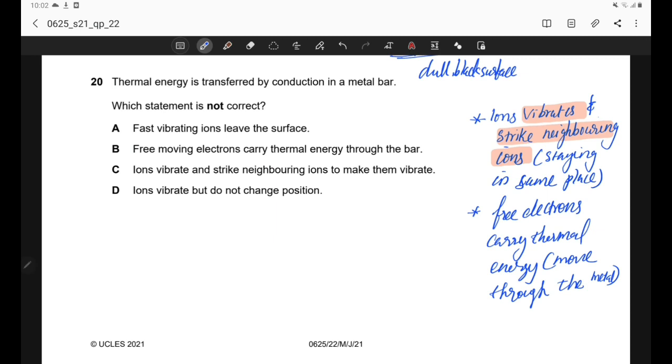Let's look at the options. Option A says fast vibrating ions leave the surface. This is wrong. The ions cannot leave or move from one place to another place. They are at a fixed place. So option A is a wrong statement. Therefore, the correct answer is option A.